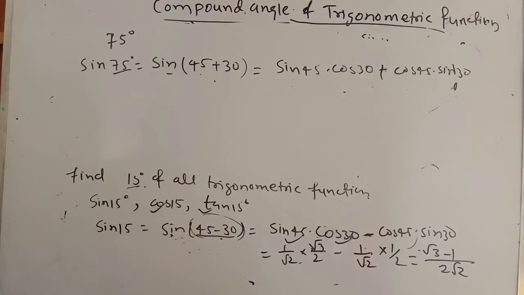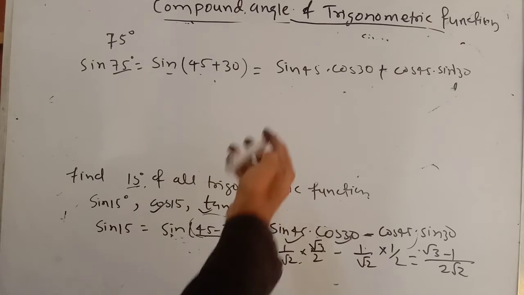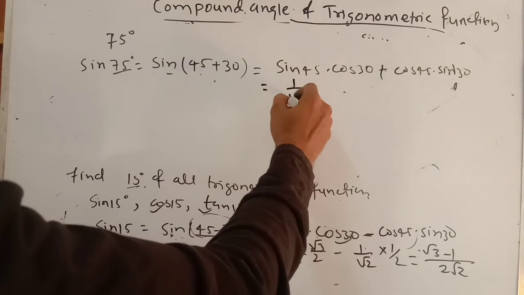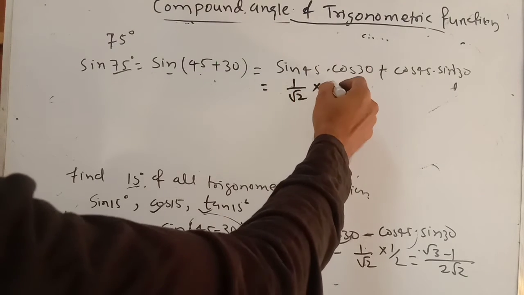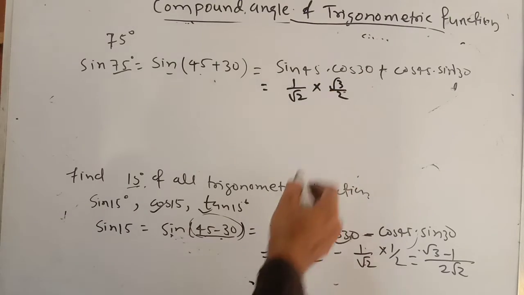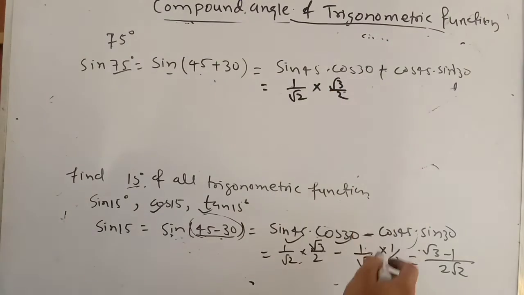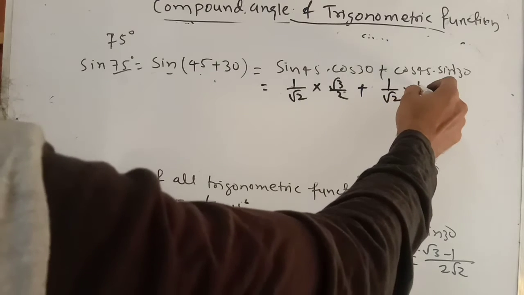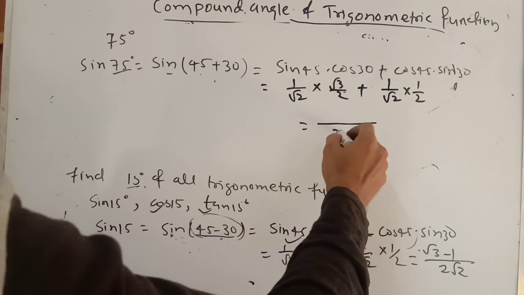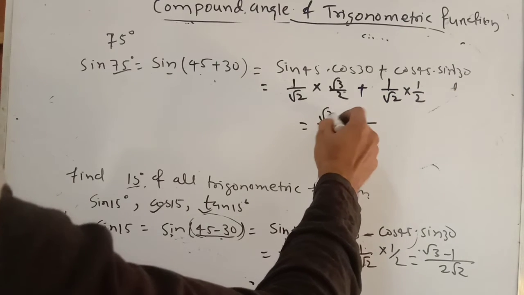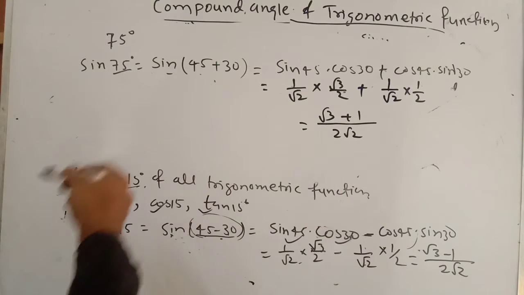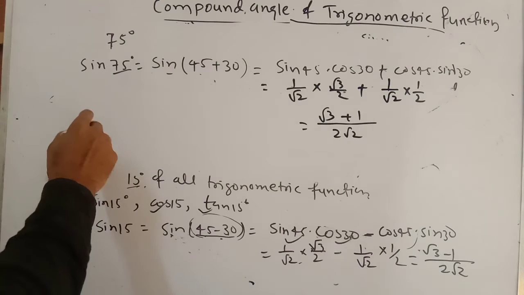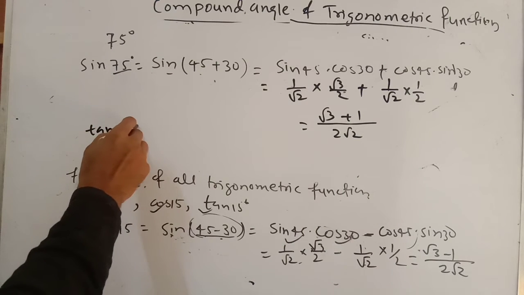So now after that, sine 45, we know the value is 1 by root 2. Cos 30 is root 3 by 2. And here is plus cos 45, 1 by root 2, sin 30, 1 by 2. So here you can take the LCM 2 root 2. So here we get root 3 plus 1. So it's the value of sin 75. Similarly, you can also find tan 75 degree.